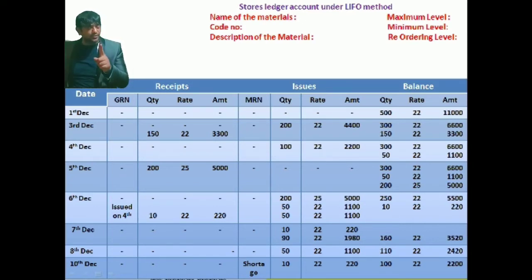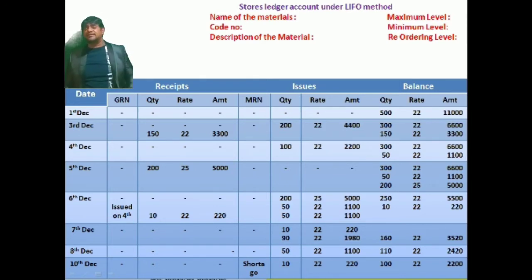Why have we taken 22 rupees? Since in the problem he has not given the price of stock in hand, or the rate per unit of stock in hand, we are considering the price of the next immediate purchase. The next immediate purchase is on 3rd December: a purchase of 150 units at rupees 22 each. So that 22 rupees is the recent purchase, and the same purchase rate we are considering for stock in hand. So 500 units at rupees 22, 500 into 22, 11,000.